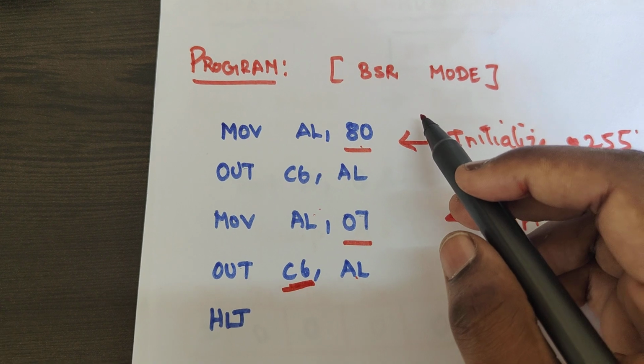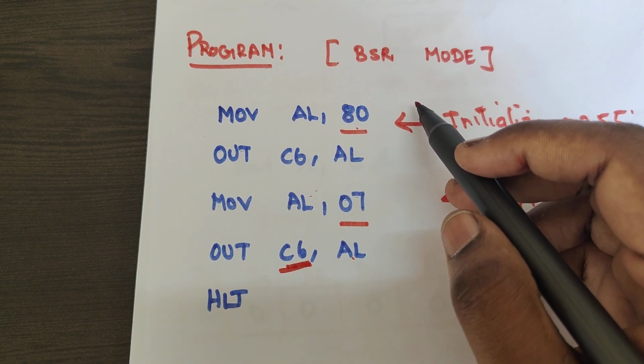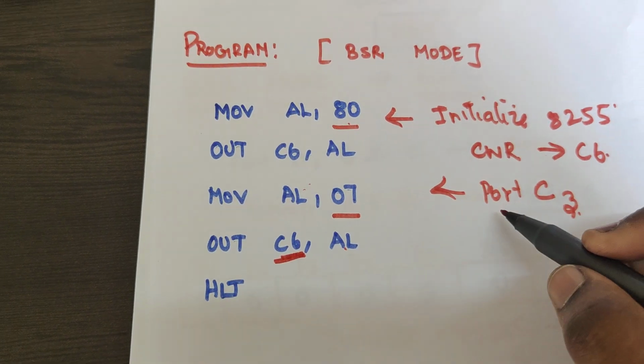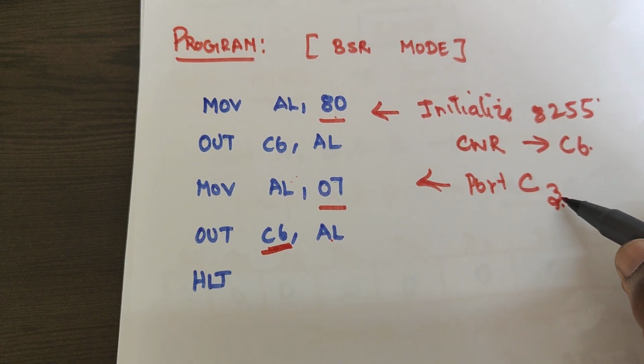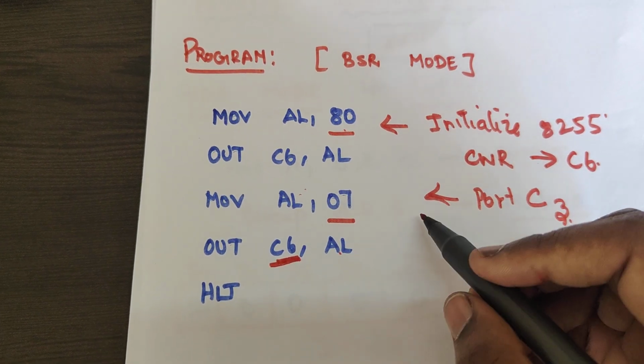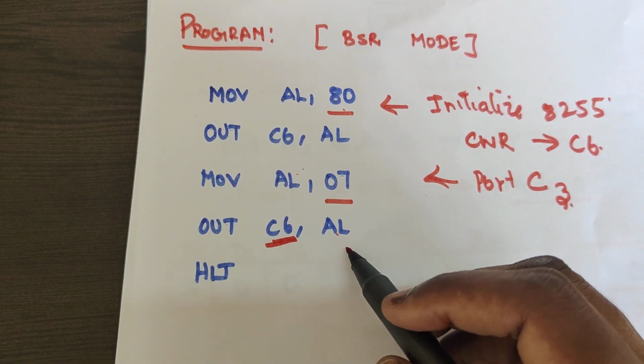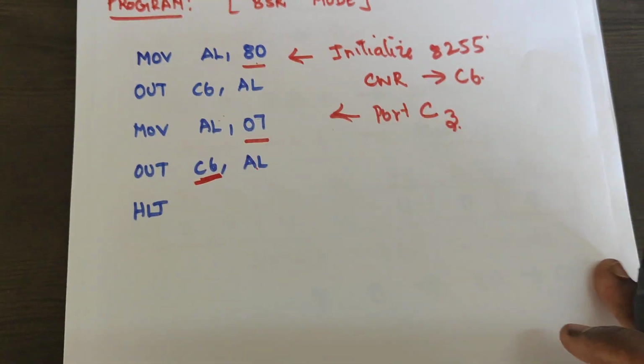So first, initialize the 8255 by using your I/O mode. Then initialize your port C particular bit. So we have chosen your port C3. After finding the value, load it in your control word register and terminate your program. So now we will execute.